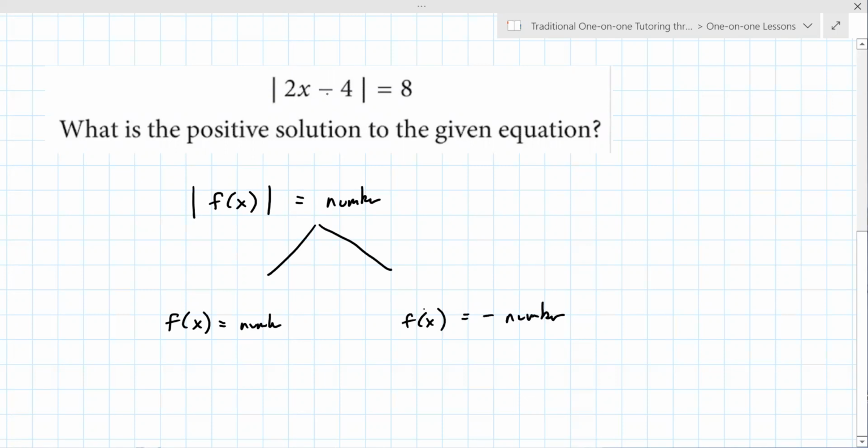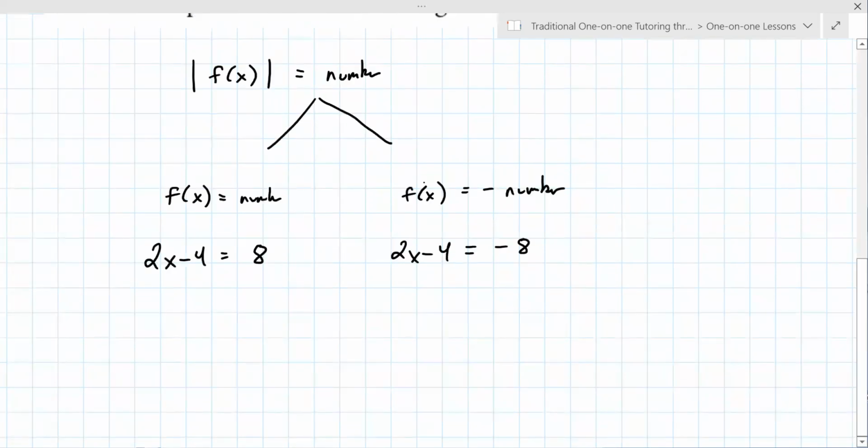Now in your case, the thing inside parentheses is 2x minus 4. So it would be 2x minus 4 equals 8, or 2x minus 4 equals -8. Have you seen that before? Okay. Could you solve both of these equations for me? So the first one is x equals 8. Try again. When you add 4 to both sides, oh yeah, sorry, it's 6. X is 6.